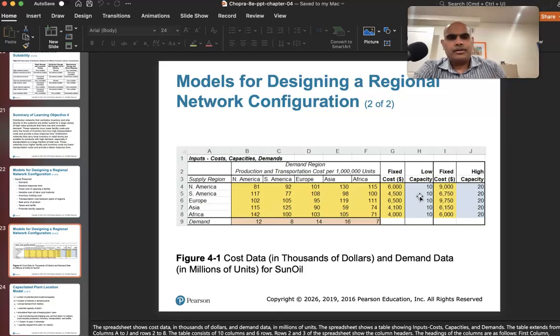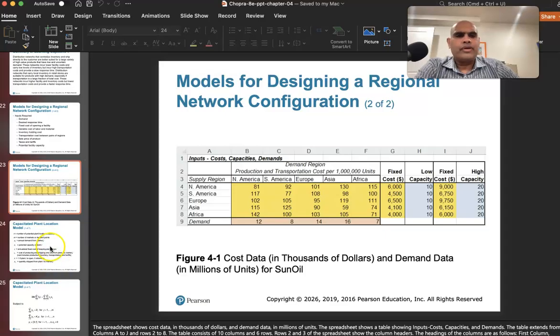And that is because you get economies of scale, obviously, larger plants and all of that. And so that's the basic idea here. Now, I'm going to keep all the units in millions of units and all the cost values in thousands of dollars. So in the end, the numbers might look small, but actually they are pretty large numbers. All right. So that's the data here.